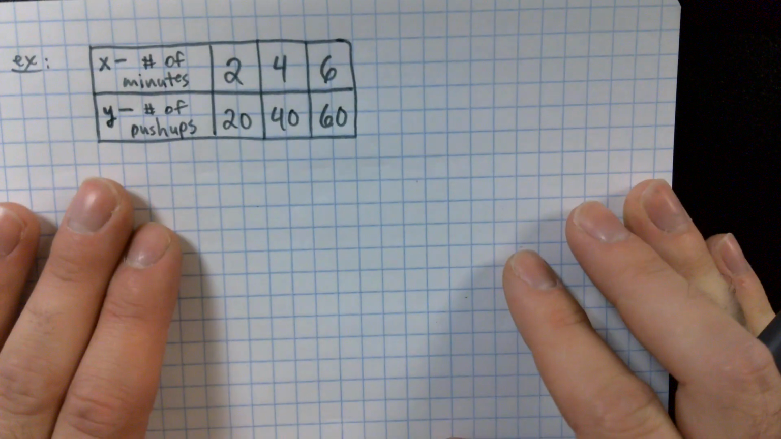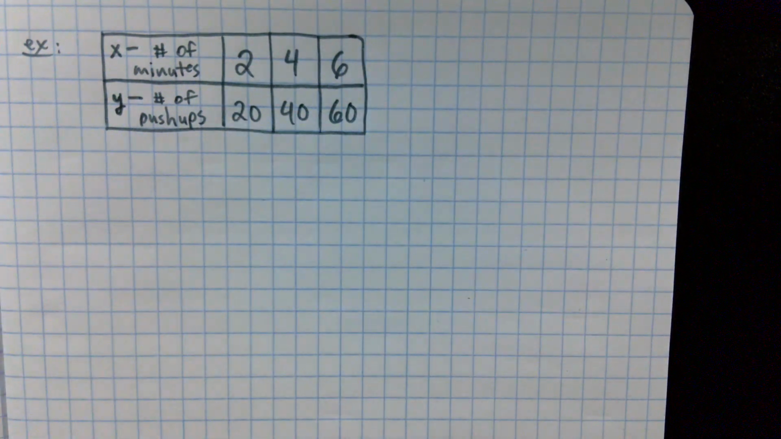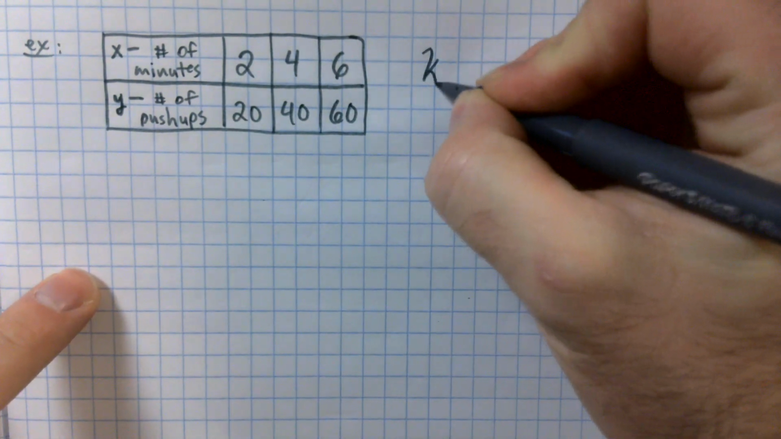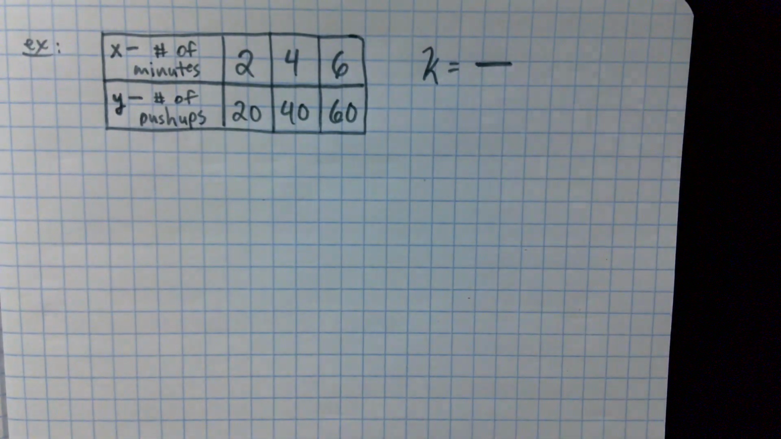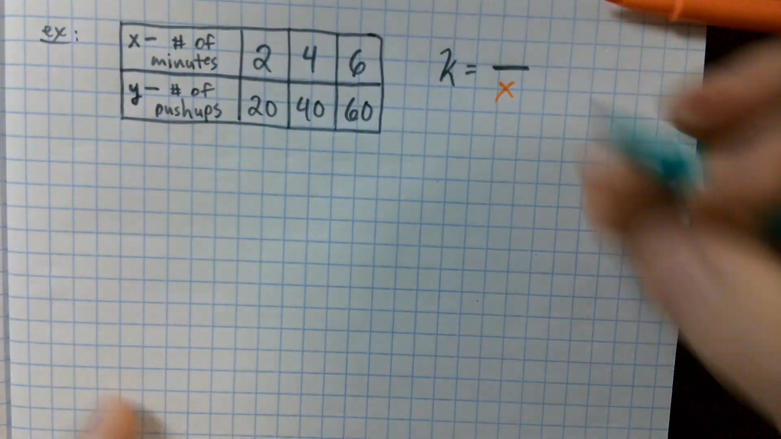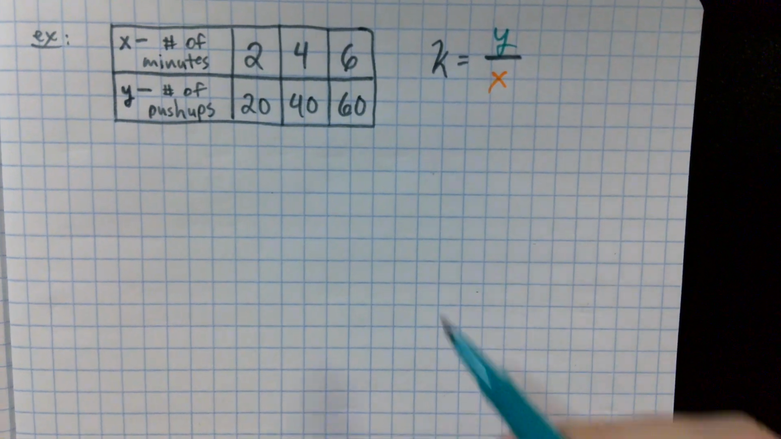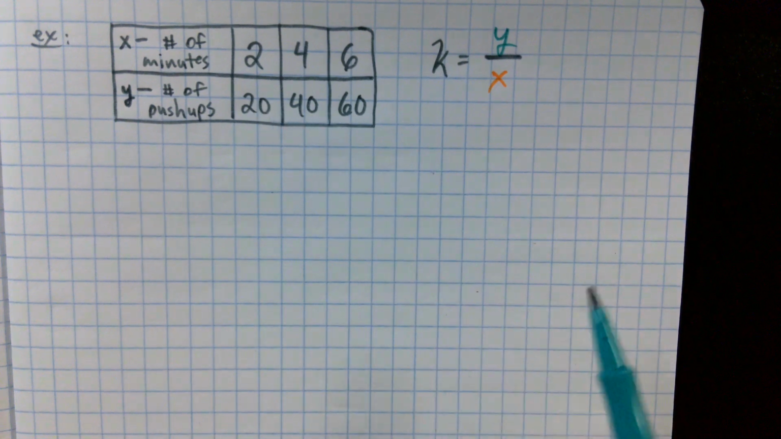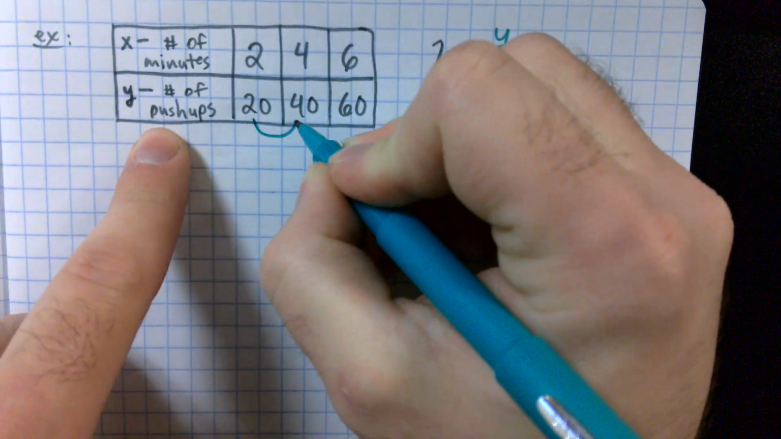So you're going to see a table like this with some units for X, some units for Y, and a bunch of numbers, right? And all you're going to have to do today is find K. Now K, like we said, is equal to Y over X. We're going to use that same formula each time. So is Y my number of minutes or my number of push-ups? Number of push-ups, right? So I'm going to do a little arrow here.